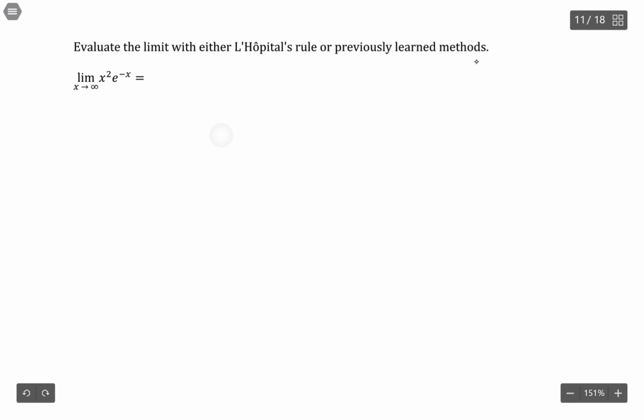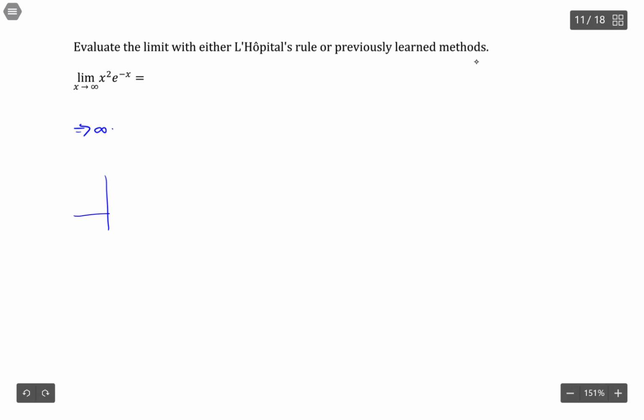But if I let x be larger and larger and larger, then the value of x squared gets larger and larger. So this thing is approaching infinity here. Then e to the negative x.